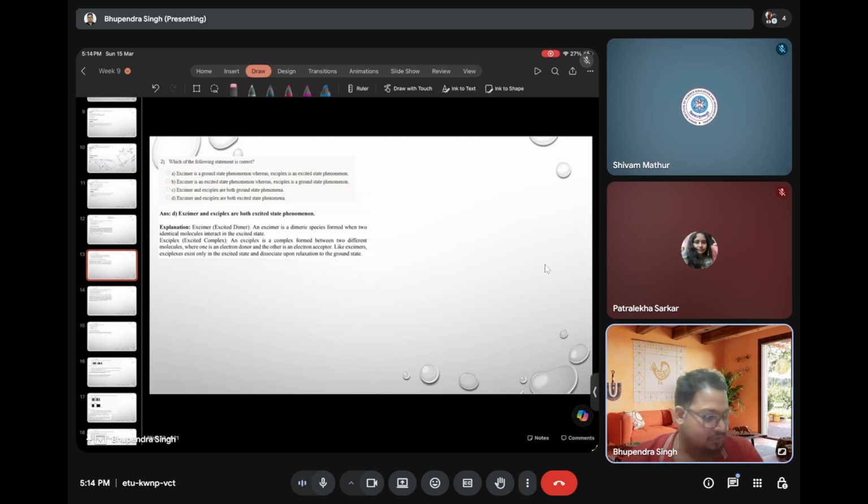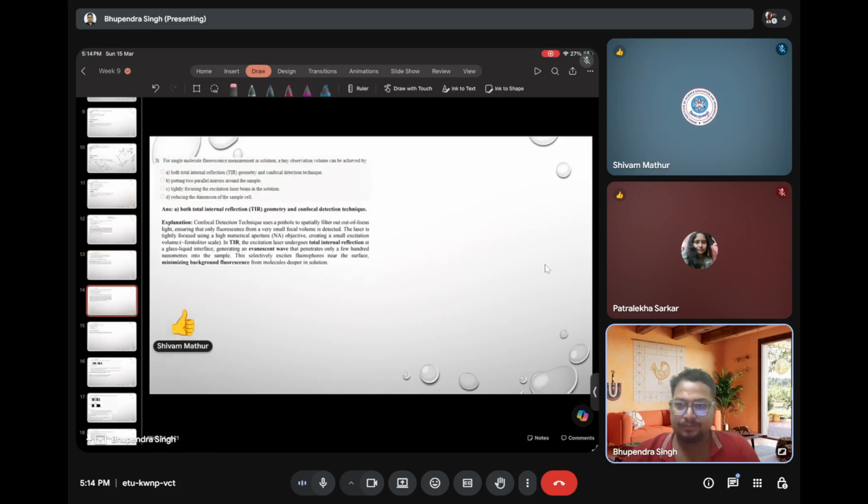So should we move forward to the next question? Okay. Single molecule fluorescence measurement in a solution: a tiny observation volume can be achieved by both total internal reflection geometry and confocal detection. Yes, we have studied this in our lecture. So that is correct. Option B is putting two parallel mirrors around the sample, tightly focusing the excitation laser beam in a solution, reducing the dimension of the sample cell. So option A is correct.